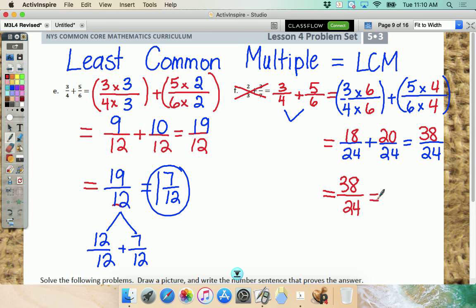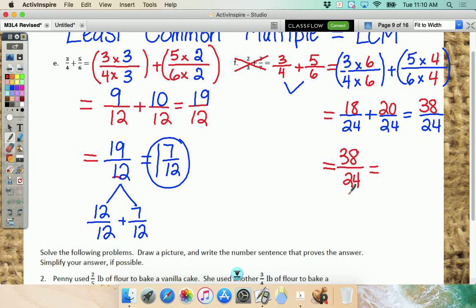That's an improper fraction. So take out 1 whole. Tony, what's 38 minus 24? 14. 14/24ths. So that gives me 1 whole and 14/24ths. But I'm not done because what's the answer supposed to be? 1 and 7/12ths. Oh, I know how to do that.